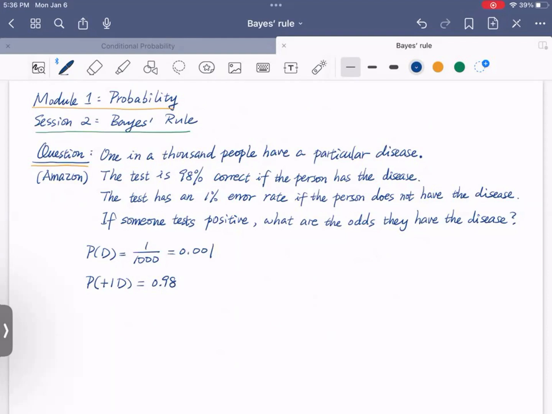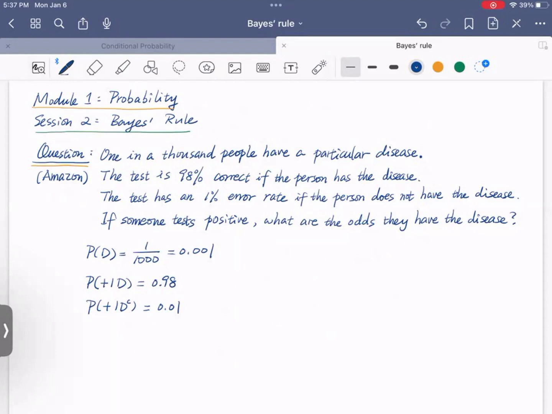And the test has a 1% error rate if the person does not have the disease. In other words, the test will give a positive result if the person does not have the disease. So this is a false positive rate. So the test result is positive, but the person does not have the disease. We use D^c, D complement, to denote the event that the person does not have the disease. It is 1%, so 0.01.